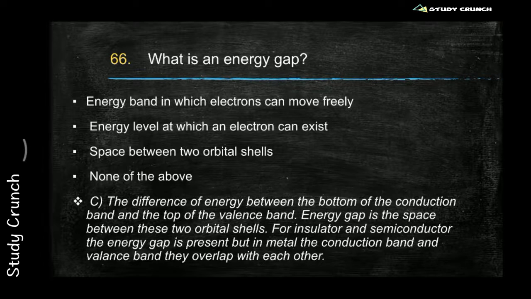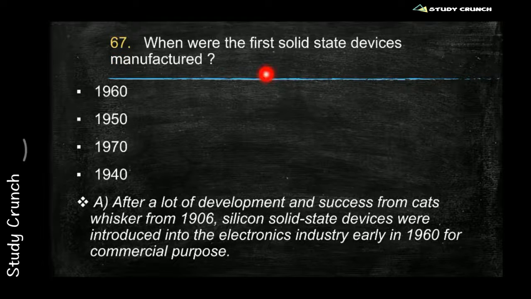Next, when were the first solid state devices manufactured? So these were manufactured in 1960. So silicon solid state devices were introduced into the electronic industry in the early 1960s.